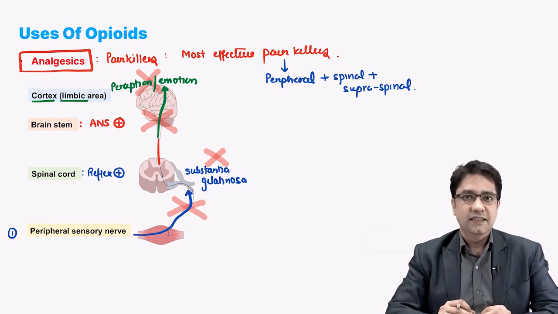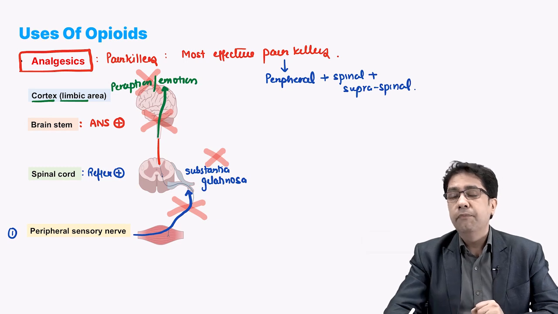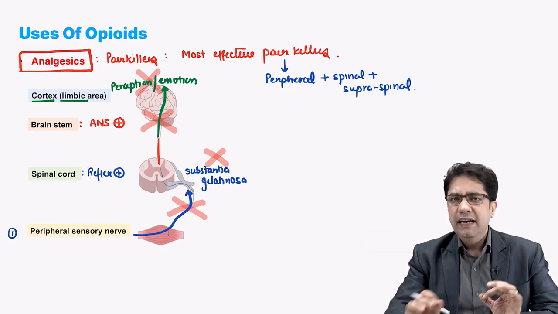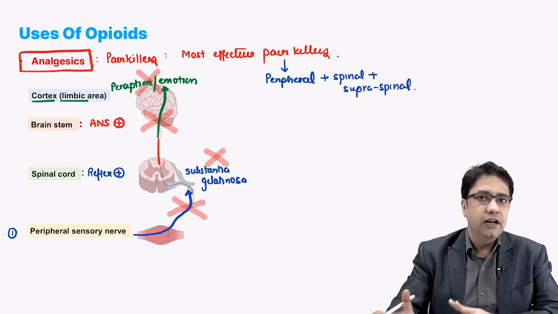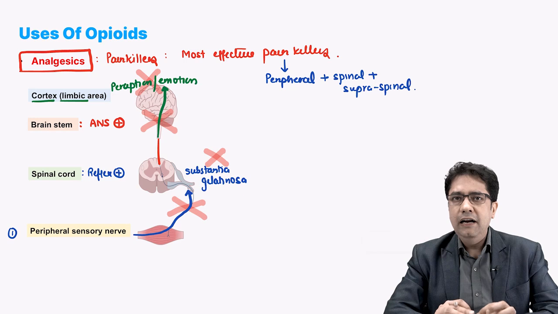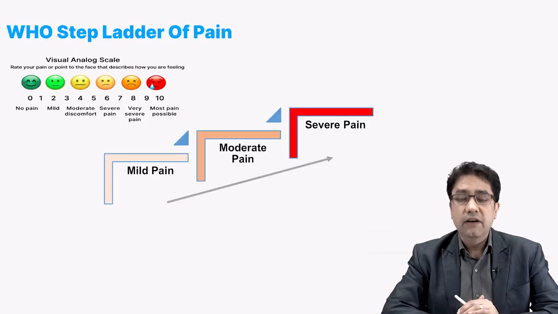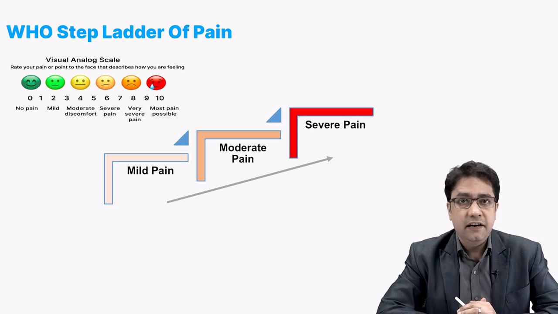So the question arises, in which type of pain would you like to give opioids? In mild pain or severe pain? Remember, in mild pain, we generally avoid giving opioids because they are highly addictive drugs.